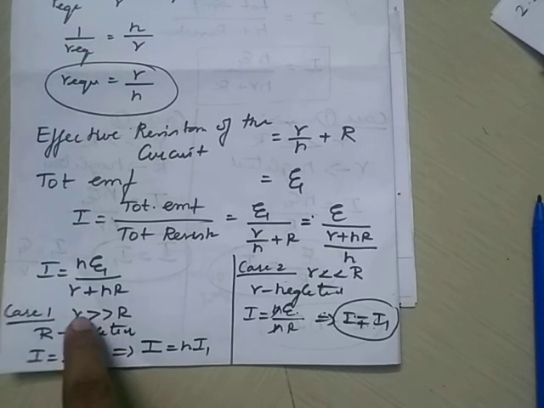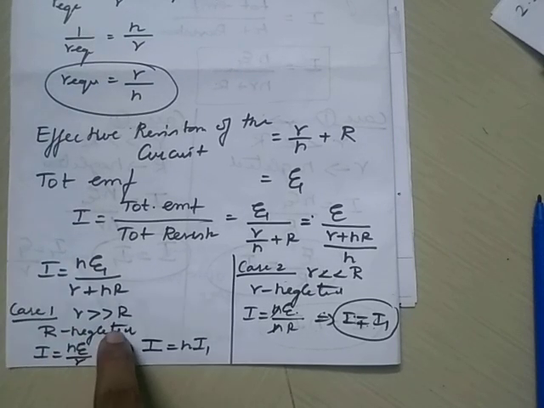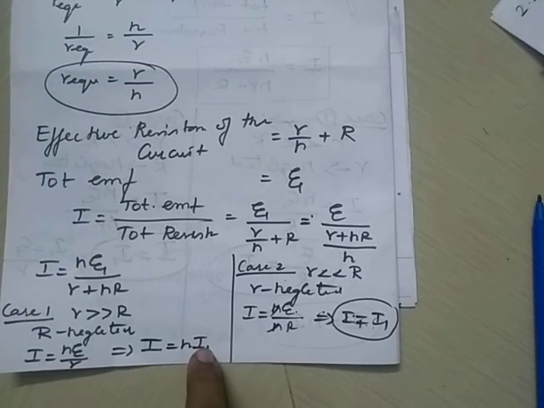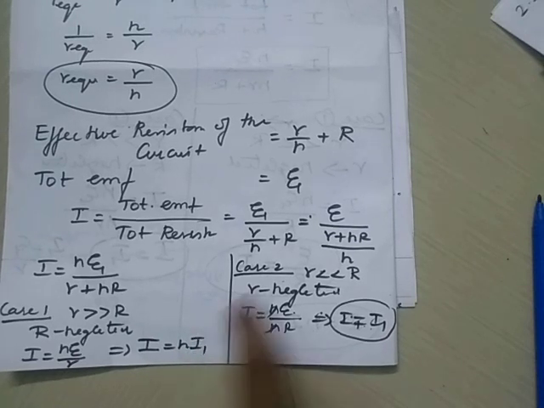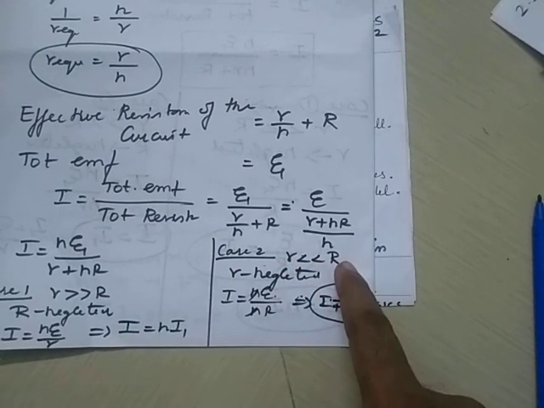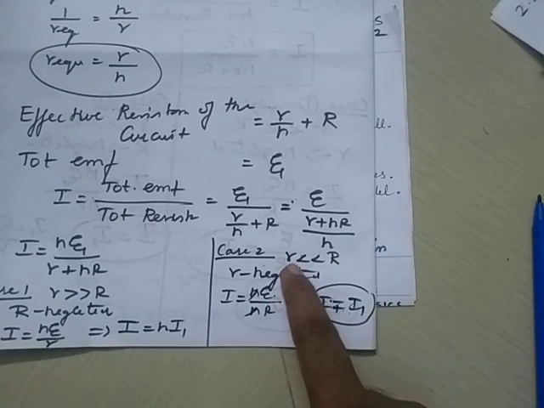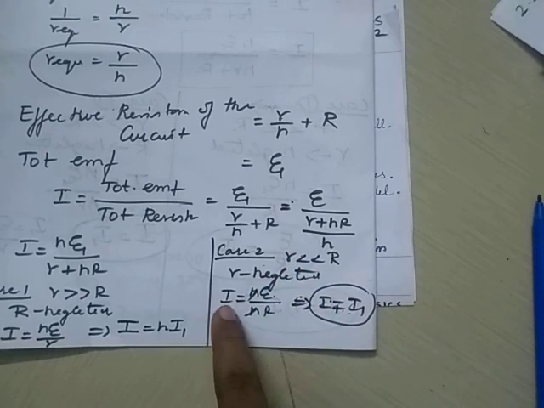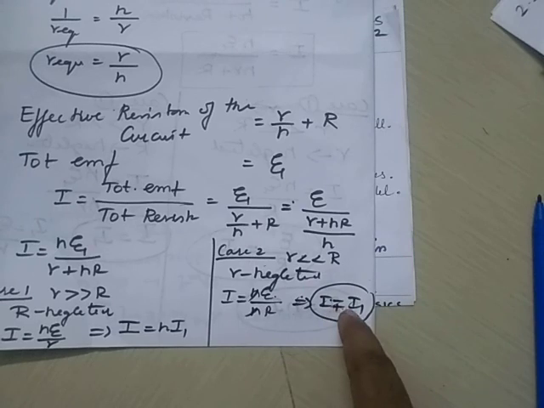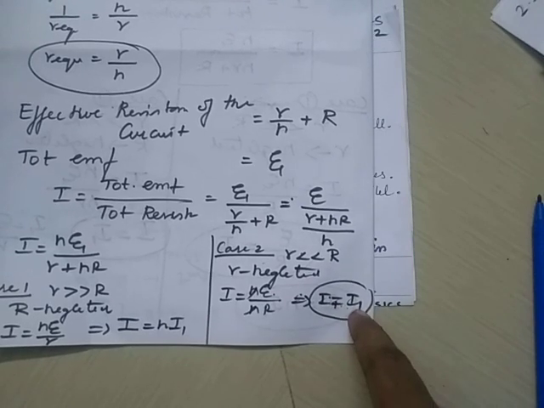Then here we consider case 1. The internal resistance is greater than R, then capital R is neglected. We get the expression I is equal to NI1. Here the current due to the battery is equal to N times the current due to a single cell. The next case, the internal resistance is less than R, so here we neglect the internal resistance, then we get the expression I is equal to I1. The current due to the whole battery in the circuit is equal to the current due to a single cell.